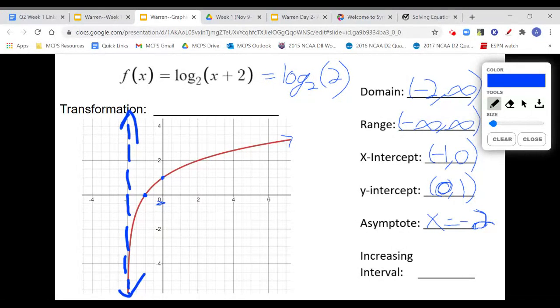And then the last thing we're going to talk about is the increasing interval. Once again, this function is increasing for its entire existence. So its increasing interval is going to match the domain, from the point it starts at -2 all the way for the rest of its life. As it continues towards infinity, it's increasing that whole time. So my increasing interval is from -2 to infinity.